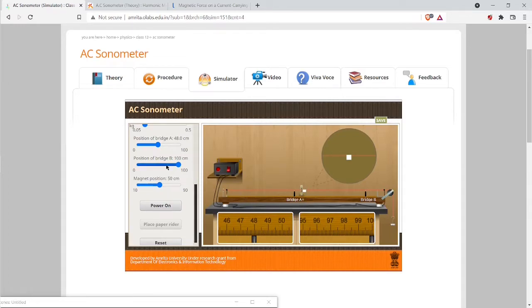Now we'll change this B value, we'll bring it closer, and we will check whether there is a resonance. Let the power be on, we will increase, okay, we'll decrease the value.